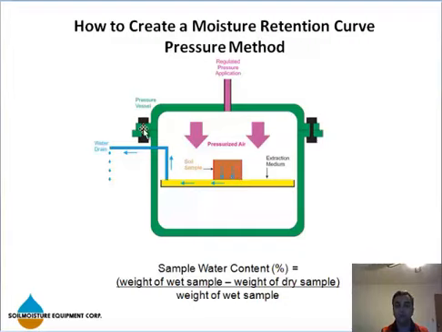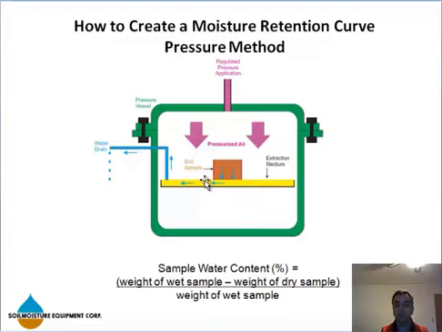Okay, you can open the extractor, take off your sample, and weigh it wet, then dry it and weigh it dry, and come up with your moisture content. Sample water content in percent, this is a gravimetric method, is equal to weight of wet sample minus weight of dry sample over the weight of wet sample. Now you just got yourself the first point or 1 point of your curve.